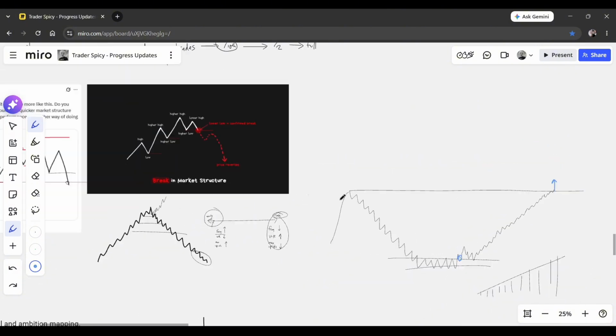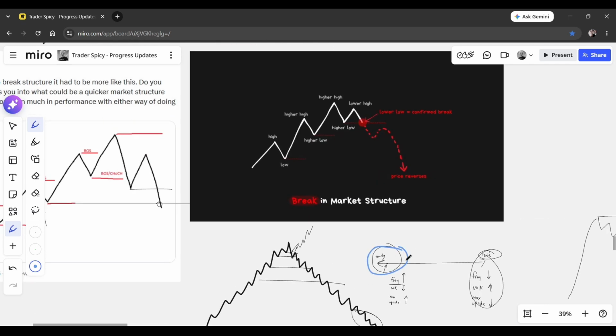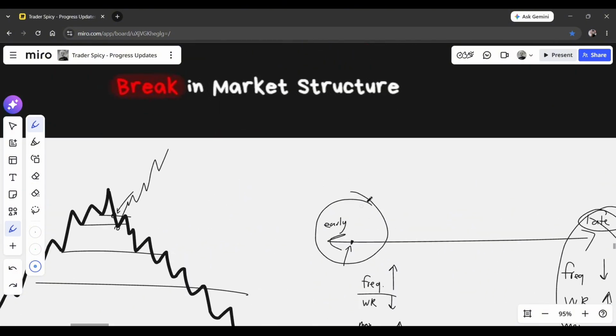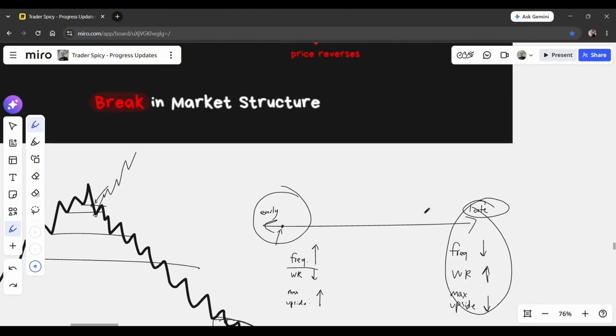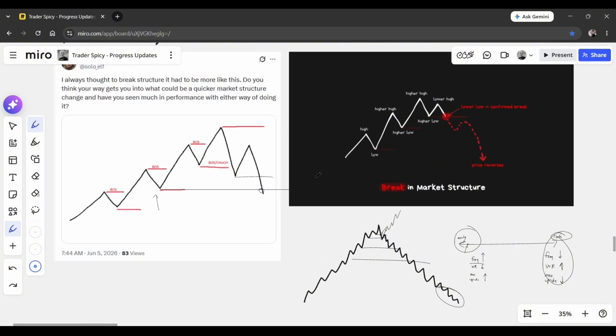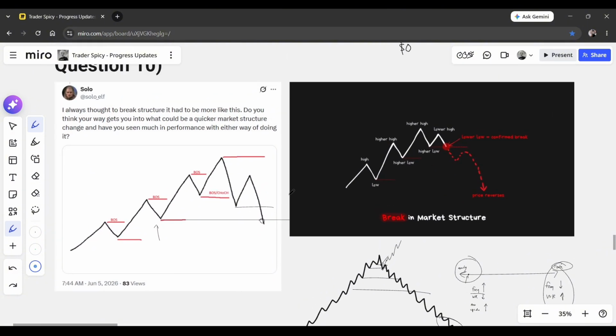That's it, right? So earlier entries, when I'm more confident in the idea based on how much confluence I have. Actually, it's just like this. More confluence, earlier entries. Less confluence, later entries. That's basically how I think about it. But yeah, I hope that answers the question and clarifies some things with market structure breaks.